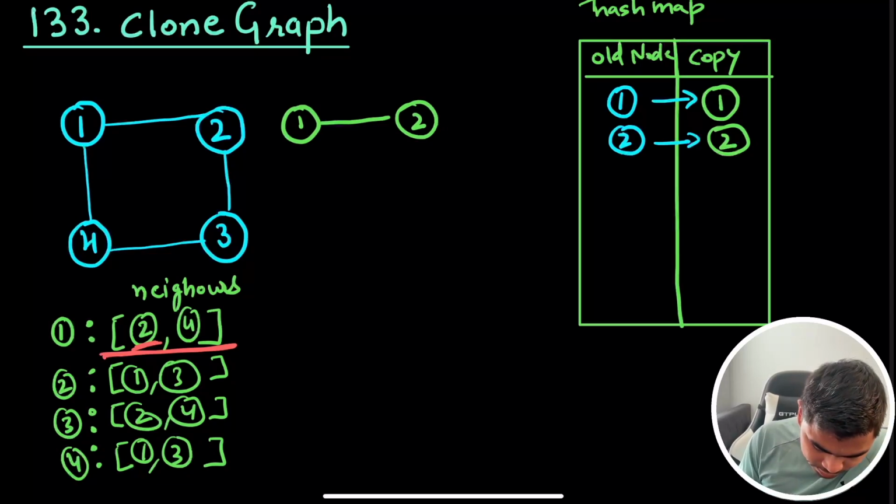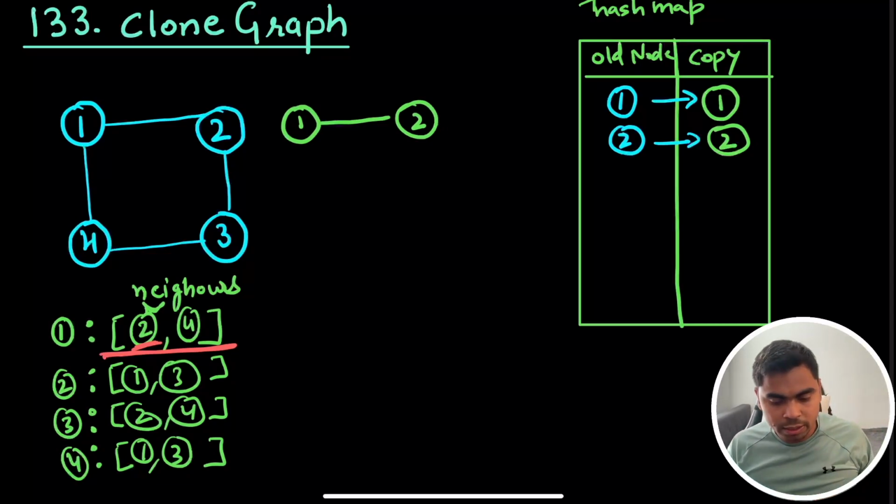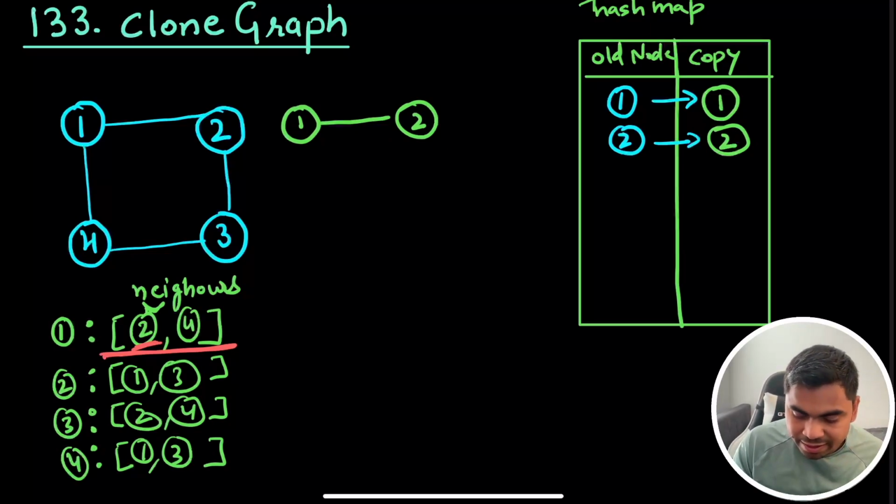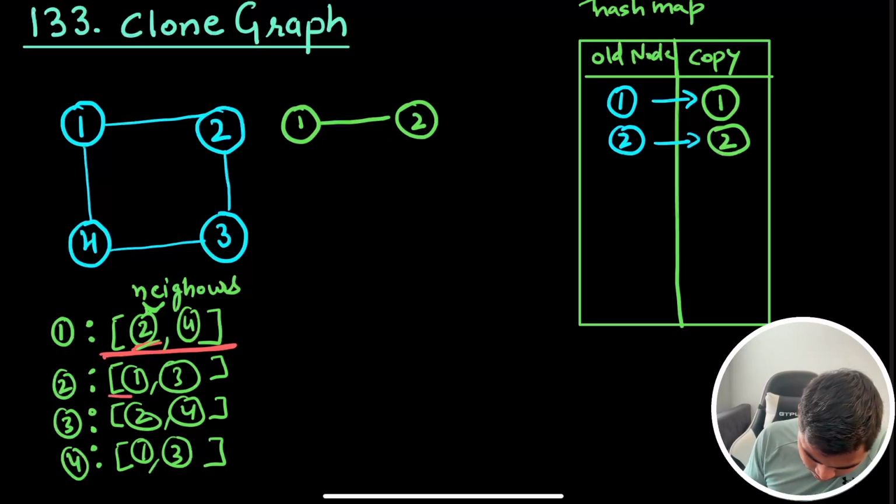Now I'll be visiting 2. I'm not done visiting all of 1's neighbors, but since it's a DFS and I have already started traversing 2, I will now visit all the neighbors of 2. So now this is my list that I'll be visiting. These all are the neighbors of node 2.